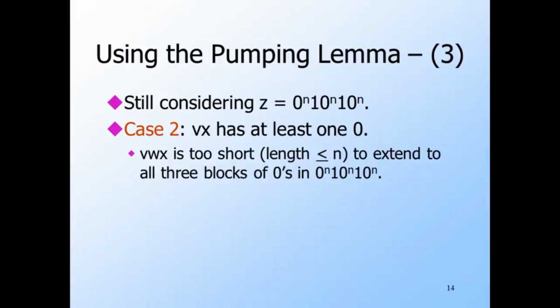VWX has length at most n. So these three substrings cannot extend from the first block of zeros to the last, because n plus 2 positions separate those blocks.